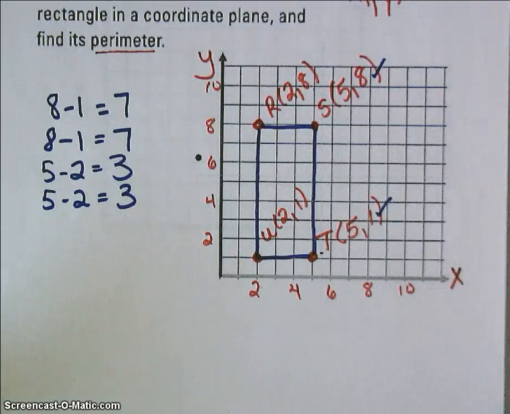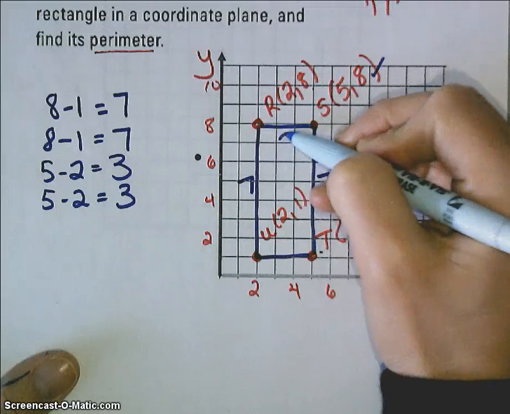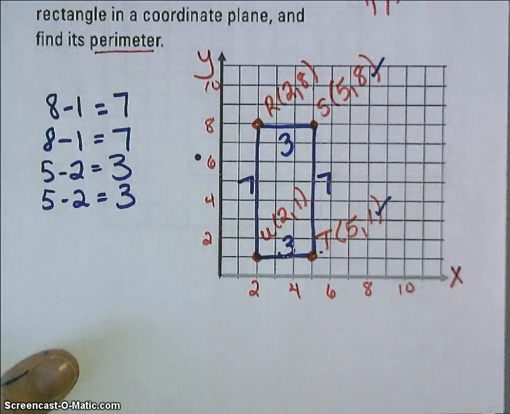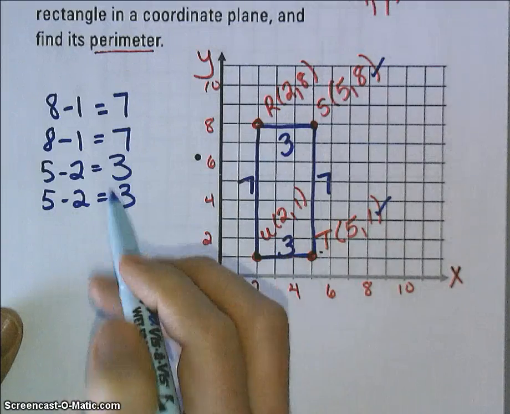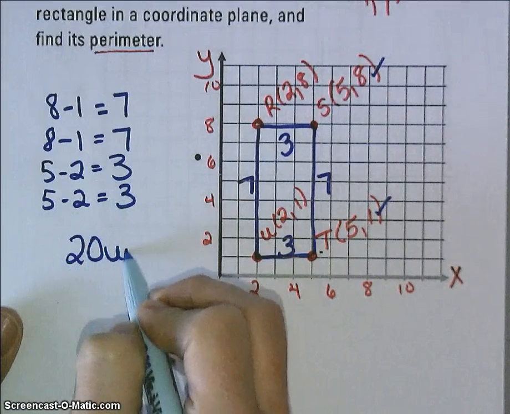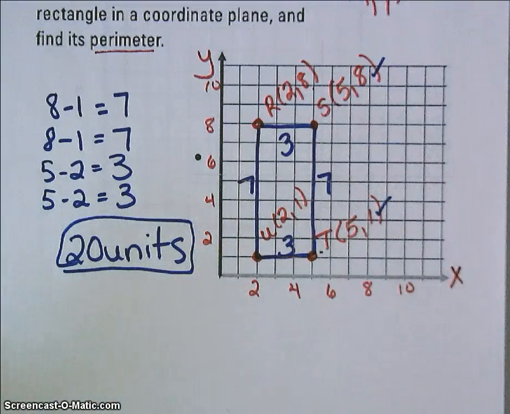So then I can add all those up. This is 7, this side is 7, this side is 3, this side is 3. Adding them all up for my perimeter, I get 14 plus 6 is 20 units for my perimeter.